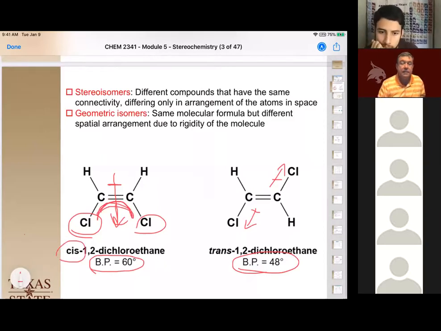We call those the cis configuration or same configuration, same side, okay? And when we have them going through this Z configuration, that's our trans configuration or opposite side. So we have our same side cis and our opposite sides trans in our geometric isomers. Now this is specifically found for things like double bonds with multiple things bound to it.